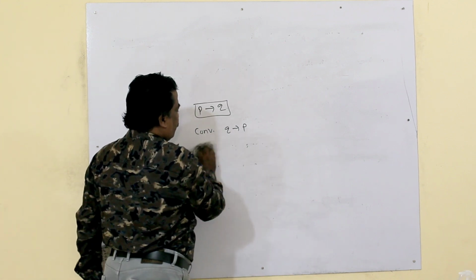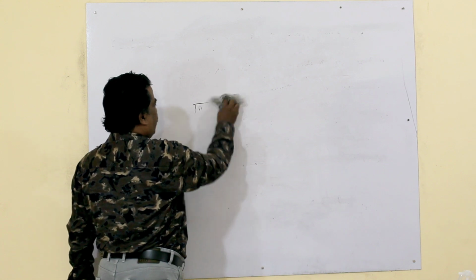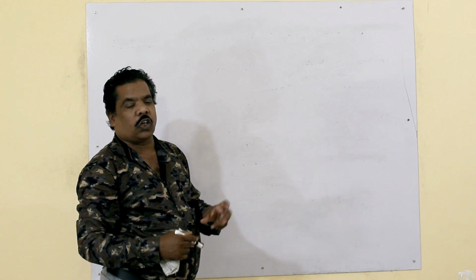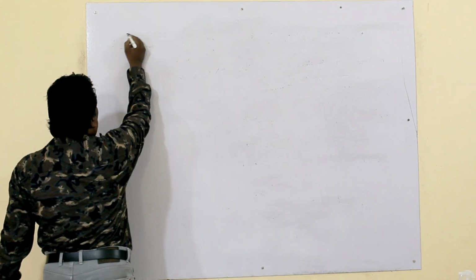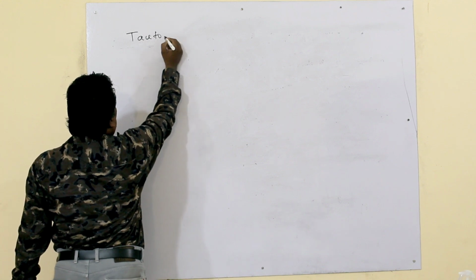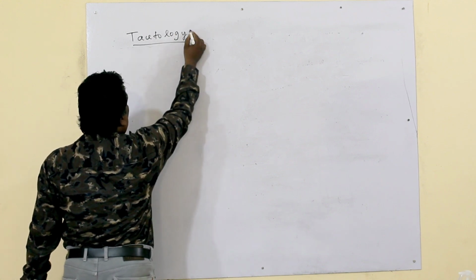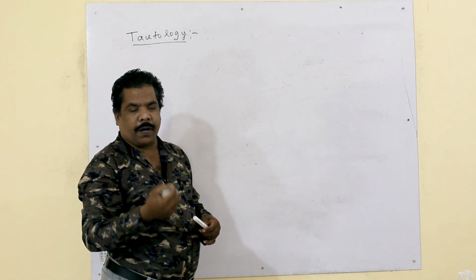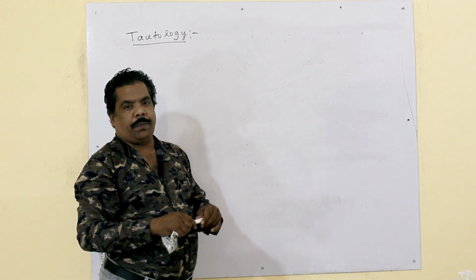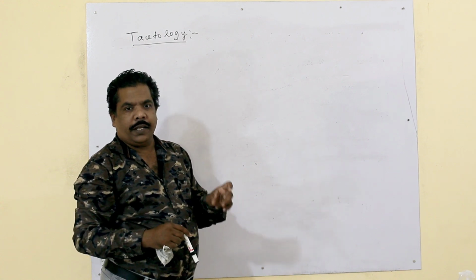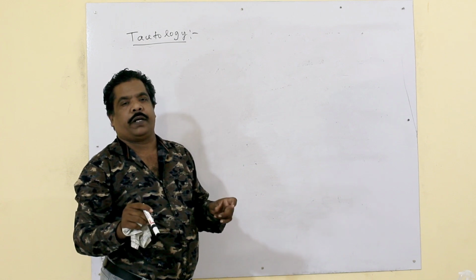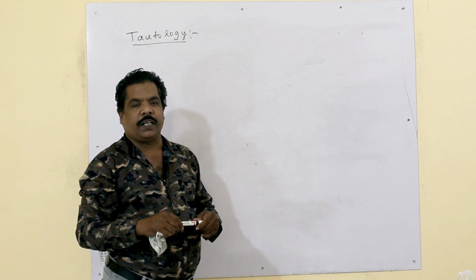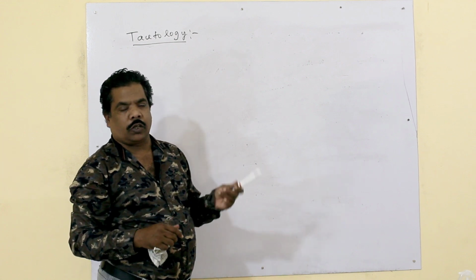Now again we study about tautology and fallacy. What is tautology? T-A-U-T-O-L-O-G-Y, tautology. If a compound statement is always true, irrespective of truth values of the prime components, then it is called tautology.